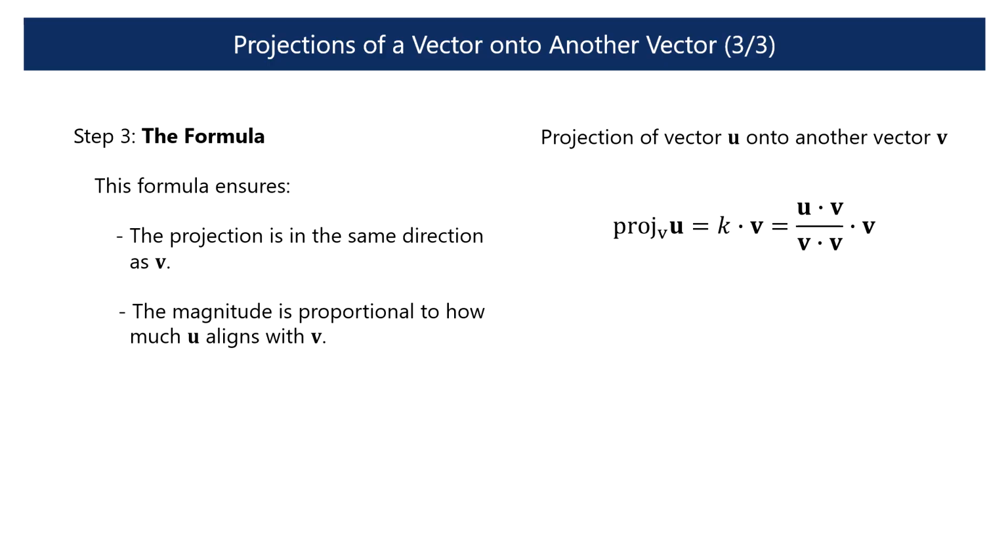Step 3. The formula. Now, the projection can be expressed by this formula. This formula ensures that the projection is in the same direction as v. That is, it is a multiple of v. This formula also ensures that the magnitude is proportional to how much u aligns with v.